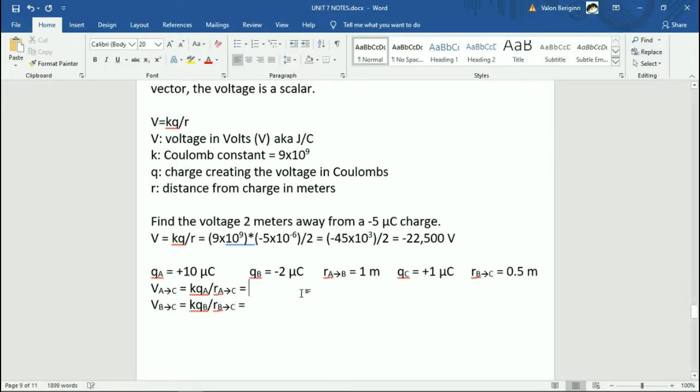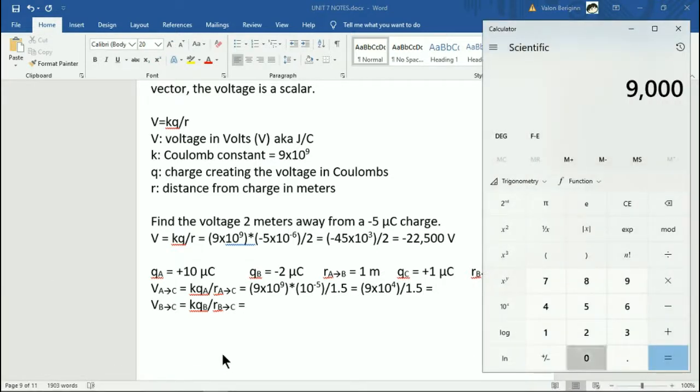Let's see what we get here. 9 times 10 to the 9 times the charge, still 10 microcoulombs, which I'm just going to skip straight to saying 10 to the negative 5, divided by the distance from A to C. A to B was 1, B to C was 0.5, so it's going to be divided by 1.5. So this becomes 9 times 10 to the 4 divided by 1.5, which is 60,000.